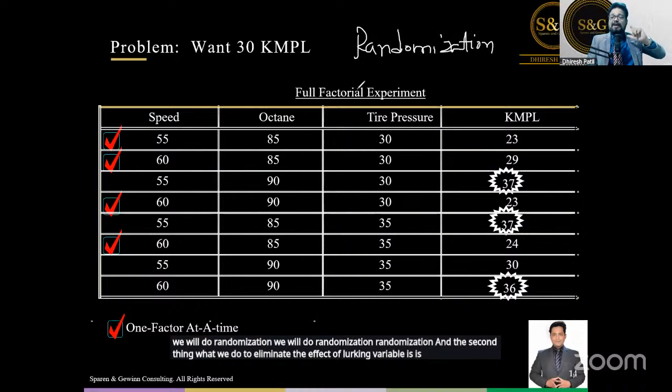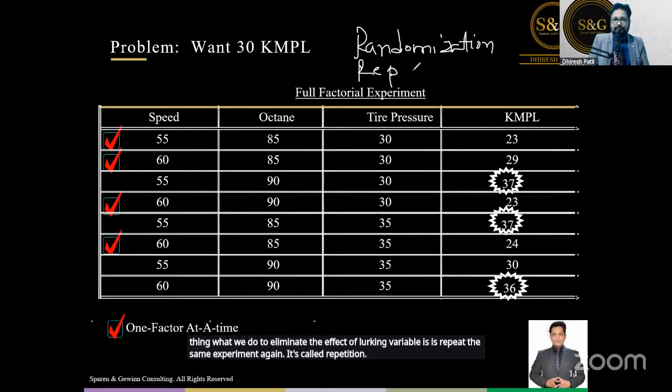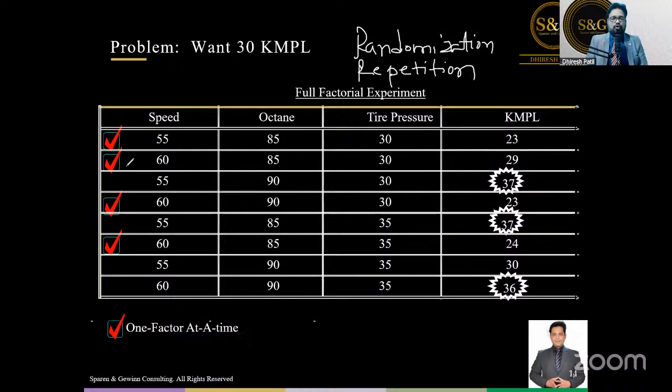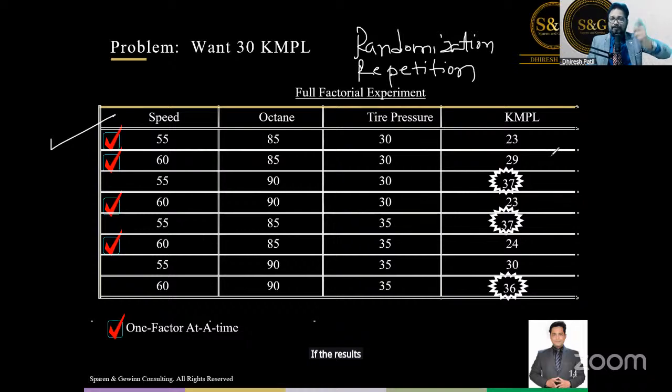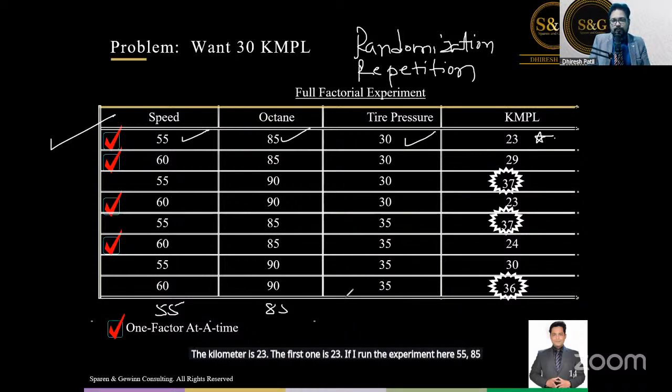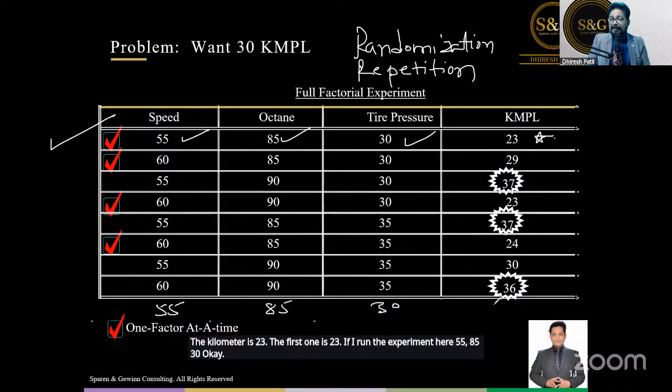And the second thing we do to eliminate the effect of the lurking variable is repeat the same experiment again. It's called repetition. So instead of 8 experiments, we will repeat another 8 experiments so that we can compare for the exact same setting. If both the results are very close to each other, that means there is no lurking variable. If the results are way off, for example, the first one is 23 kilometers, and if I run the experiment again, 55, 85, 30, and the kilometer comes to be, let's say, 36.